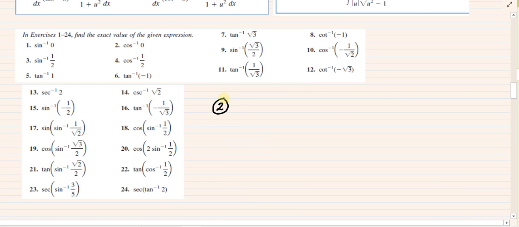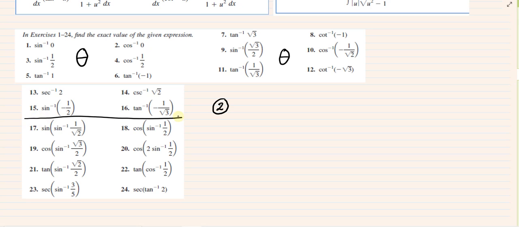In exercise number 2, the question says find the exact value of the given expression. Now remember what I said earlier. The output of every inverse trig function is an angle. So call that angle theta. In numbers 1 through 6, I want to know what theta is. 7 through 12, same thing. We want to know what theta is, the measure of an angle. And then right up to 16, that's what we want to do. And then beyond 16, we're looking at a composition of an inverse trig function and just a trig function. So that's going to be different.